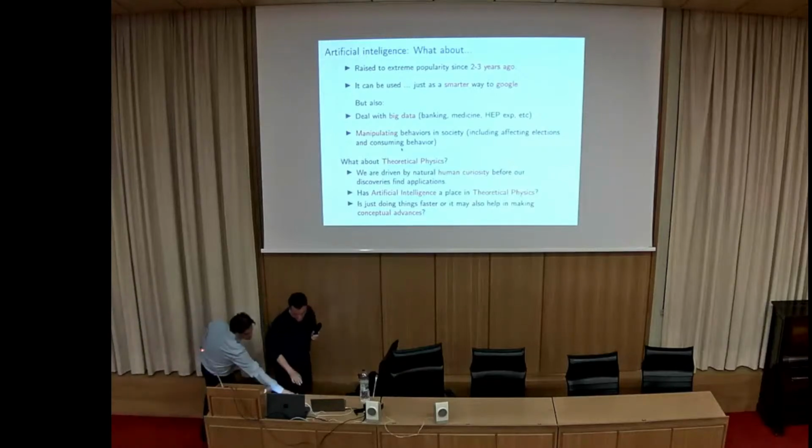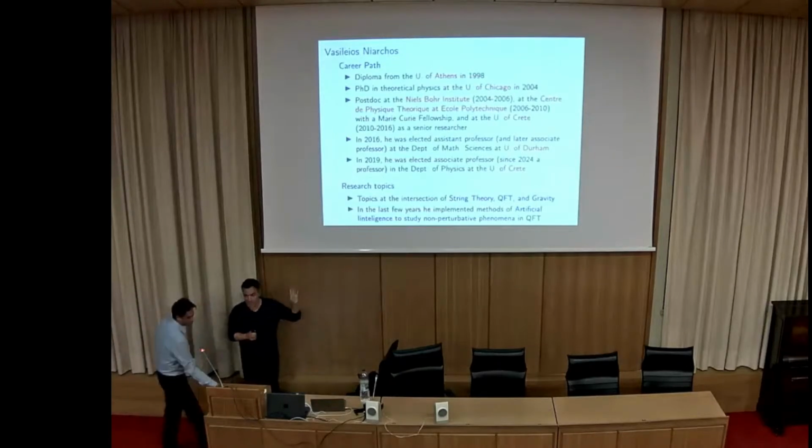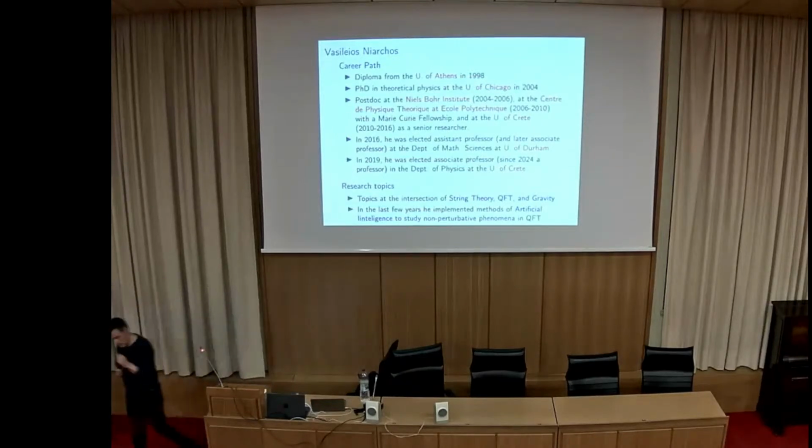So the person to tackle this problem in this workshop, how do I proceed with the transparency? Wait, you can. Okay. So that's the last one, don't worry. So the person to talk about the subject is Vasilios Niarchos. So let me tell you a few things about his career path. He finished our university, the University of Athens, in 1998. Then, as it was at the time the habit, the best students go and do a PhD in the US. So Vasilios went to the University of Chicago, where he got his PhD in 2004.